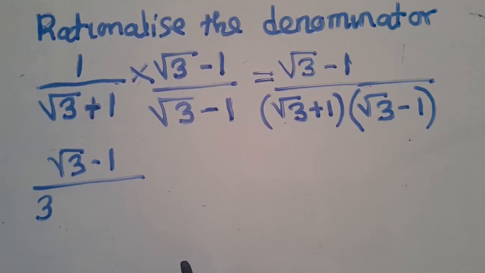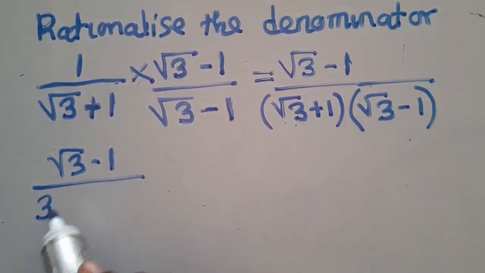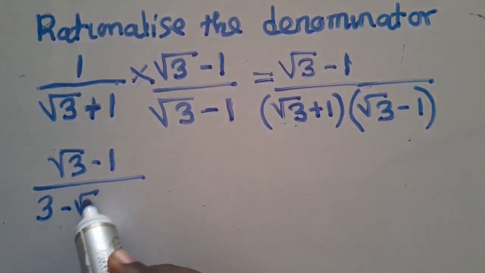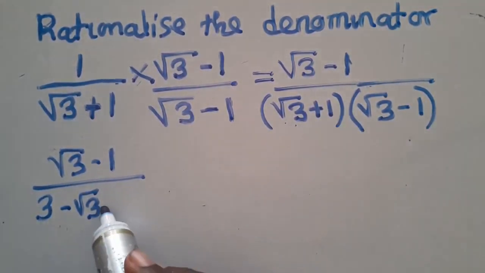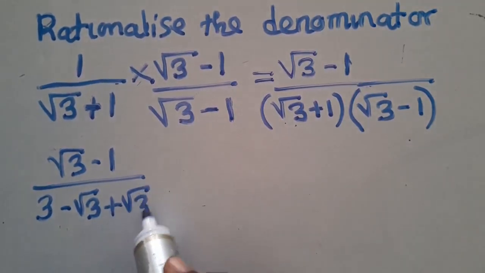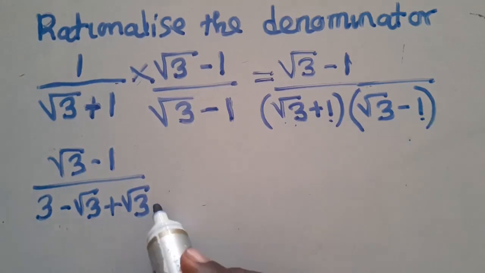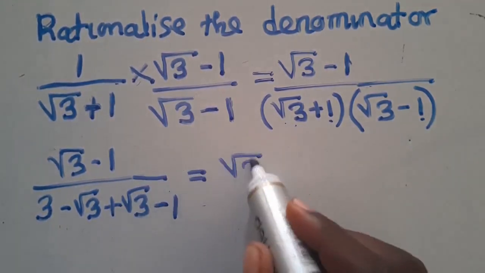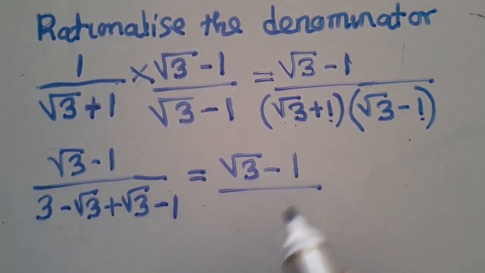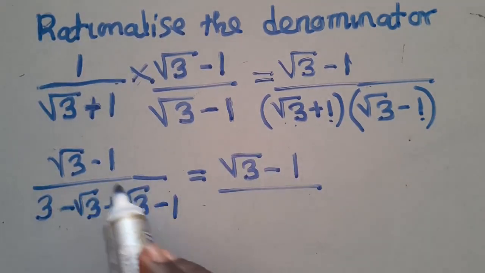See? That is a 3. Then root 3 times 1. That is negative root 3. You go to 1. 1 times root 3. That is plus root 3. 1 times negative 1. That is negative 1, like that. Which is equal to root 3 minus 1 over. So have you seen, this is negative, this is positive, we are going to have a 0.